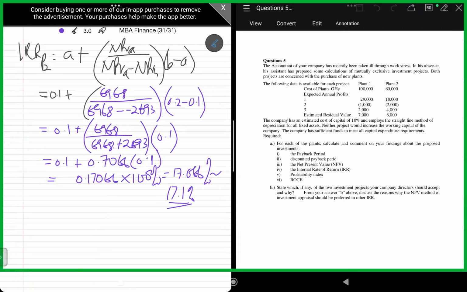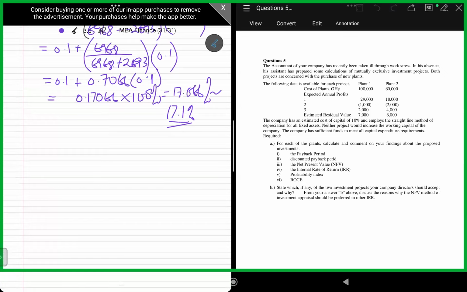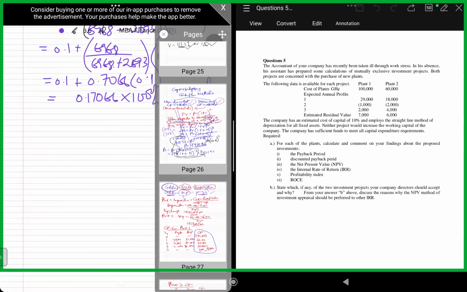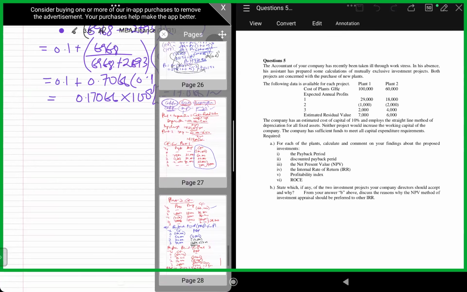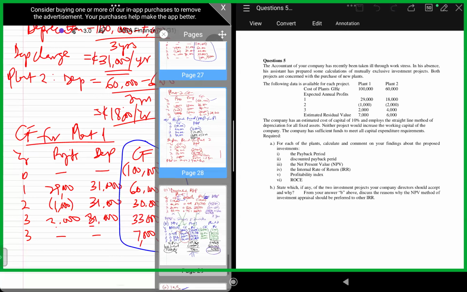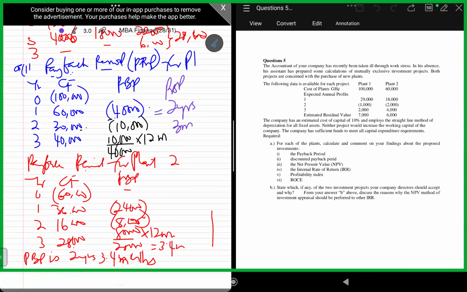Are you good? You must always check the figures. So with all the work we did, the first one, the payback period for plant one, we got 2 years, 3 months, right? And plant two was 2 years, 3.4 months.